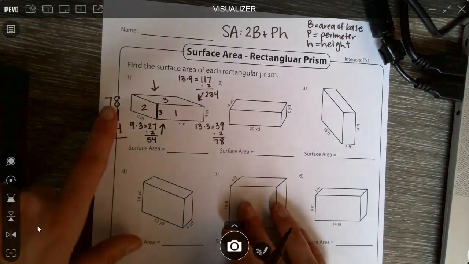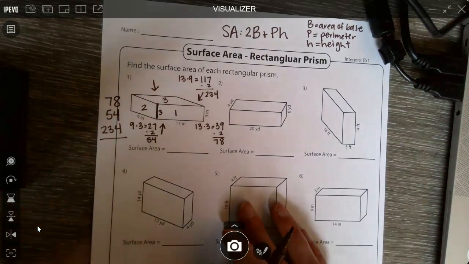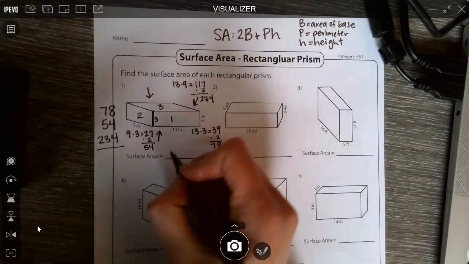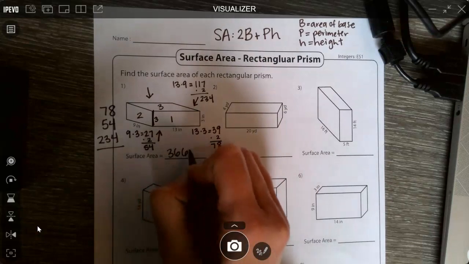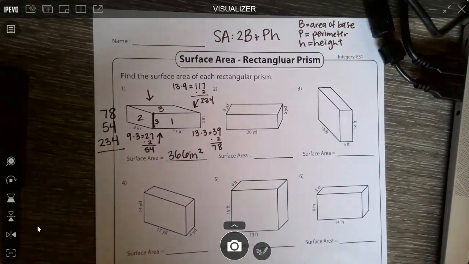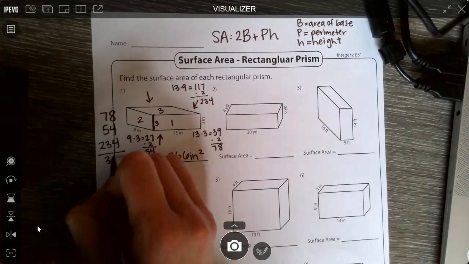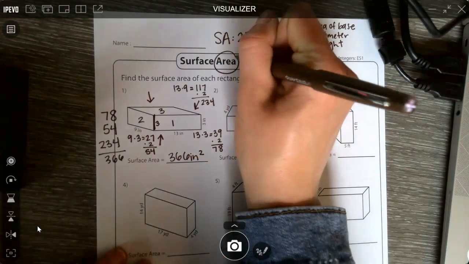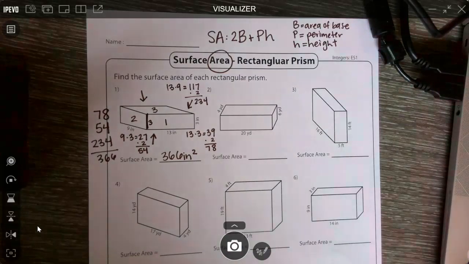So I've got 3 total sums, but actually it's all 6 faces. I'm going to add them together. I'm just going to use my calculator. 234 plus 54 plus 78. All together, I should have 366 inches squared, okay? Because we're talking about area, you're going to square your answer, okay?